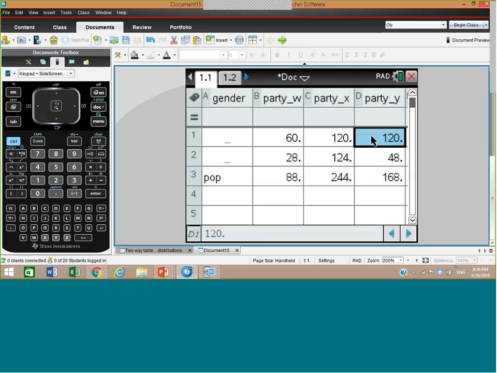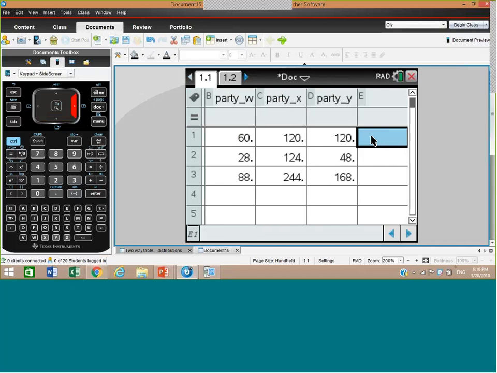So let's go over here into column E, and we'll enter another command. Just like in an Excel spreadsheet, we always start cell commands with an equal sign. And then I'd like to take the sum of B1 through D1.